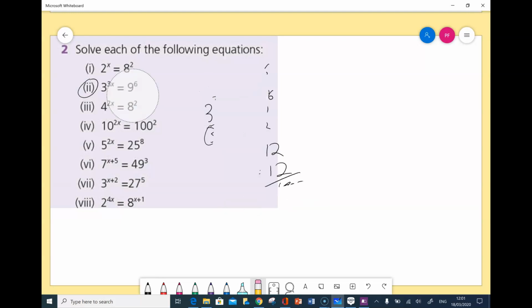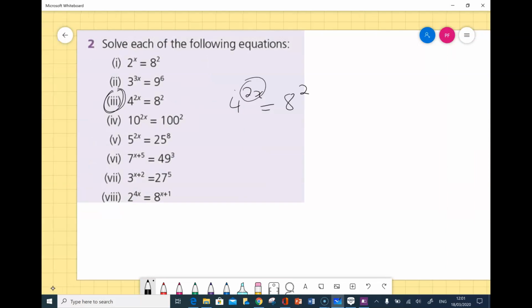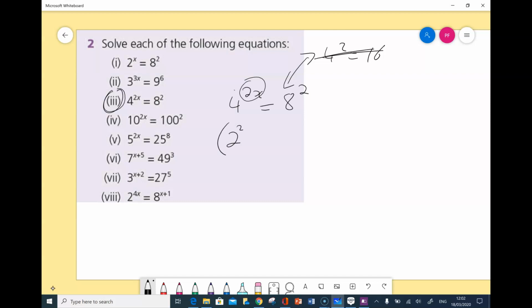Okay, right, part 3. So we've got 4 to the power of 2x equals 8 squared. So again, we've got to make our base numbers the same, because what we're looking for is up here in the indices. However, this time you won't be able to write 4 as a power of 8, or 8 as a power of 4, because 4 squared is 16, so straight away we're too big. So we're going to have to change both of them. We'll change both of them to 2. 4 can be written as 2 squared, and 8 can be written as 2 cubed.